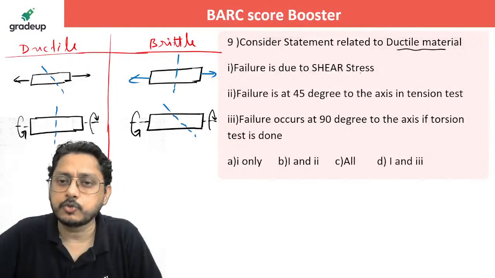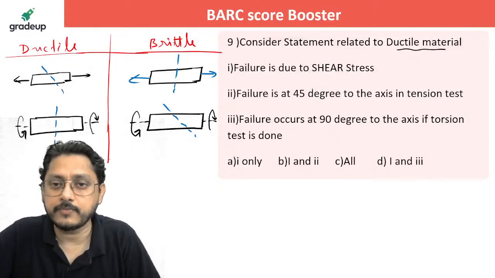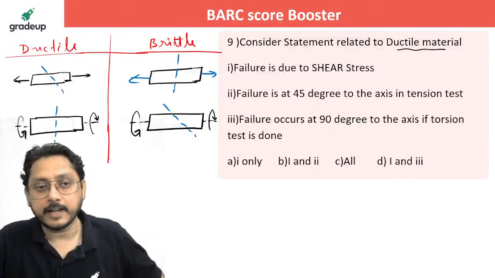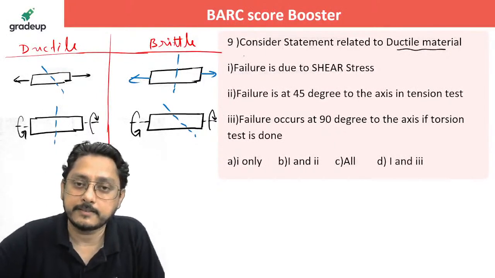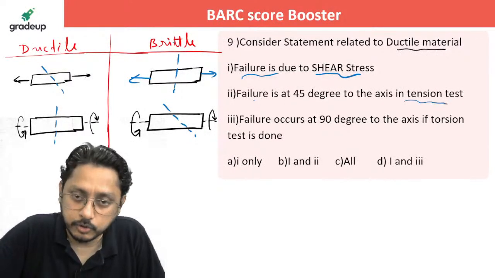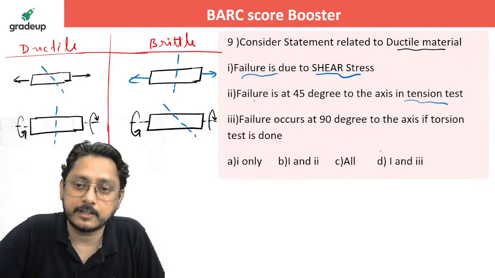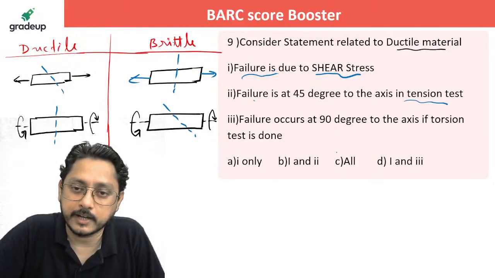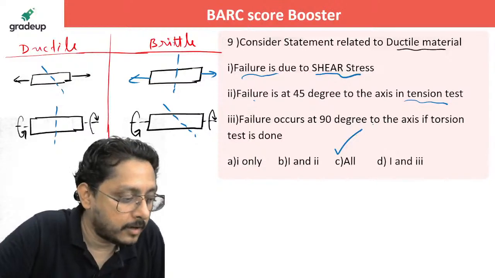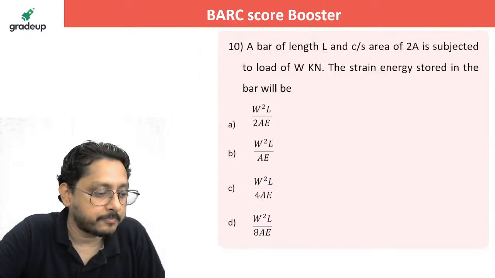So failure is due to shear stress, yes, of course. Under tension it is due to the shear stress in a ductile material, which has already been observed by us. So failure due to shear in a ductile material is correct. Failure is at 45 degrees to the axis in tension, that is also correct. Failure occurs at 90 degrees to the axis if the torsion test is done, that is also correct. So C is the correct one. Why B? B is not at all correct.